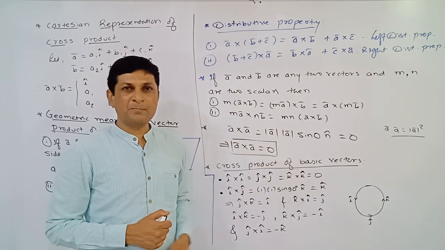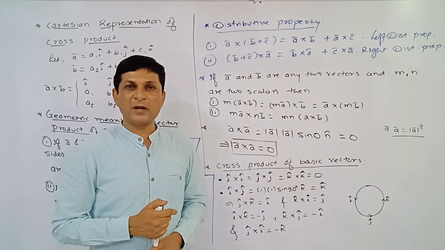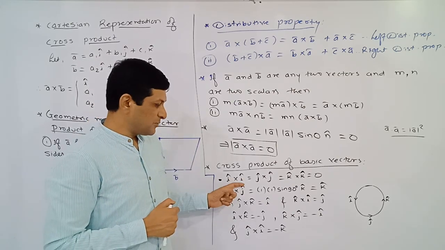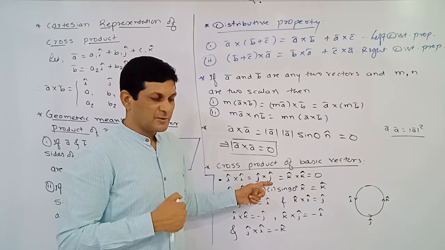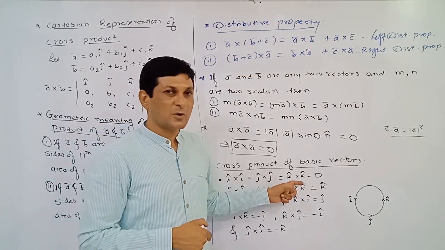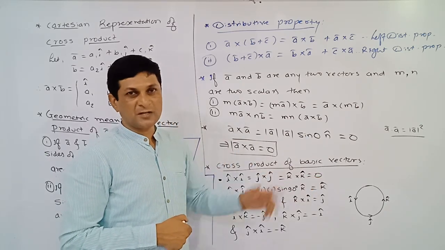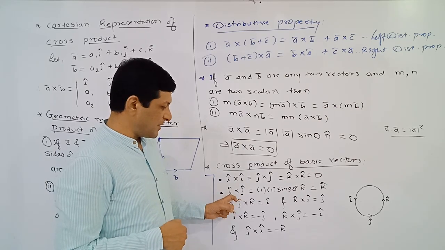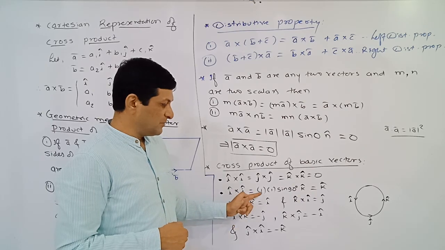Now the cross product of basic vectors i cap, j cap, k cap. The unit vectors along the x, y and z axes are called what? Basic vectors. So i cap cross i cap, j cap cross j cap and k cap cross k cap will be equal to 0, because just now we have seen that the cross product of the same vector is equal to 0. Now we are finding the cross product of i cap and j cap according to the definition. First term will be what?